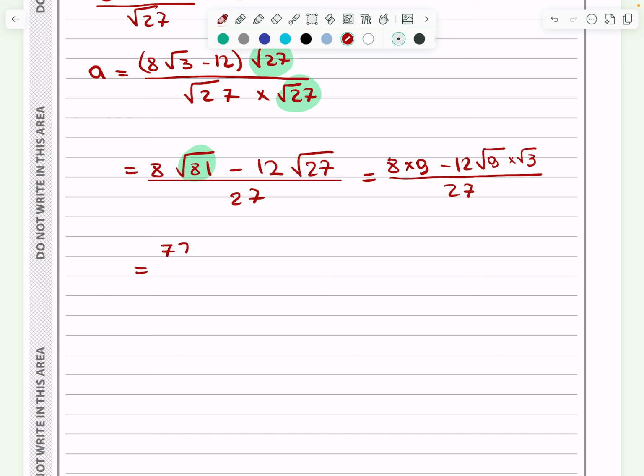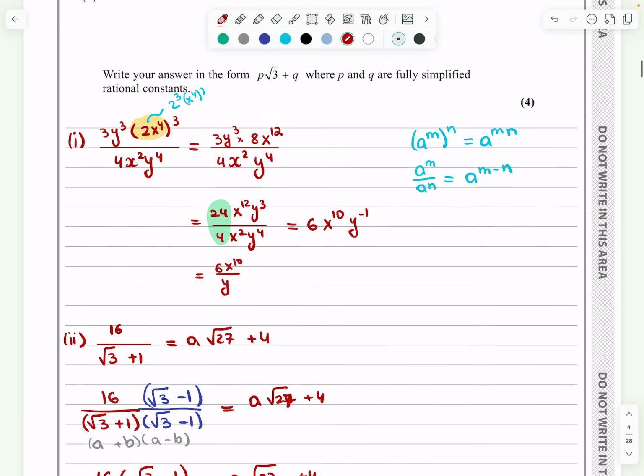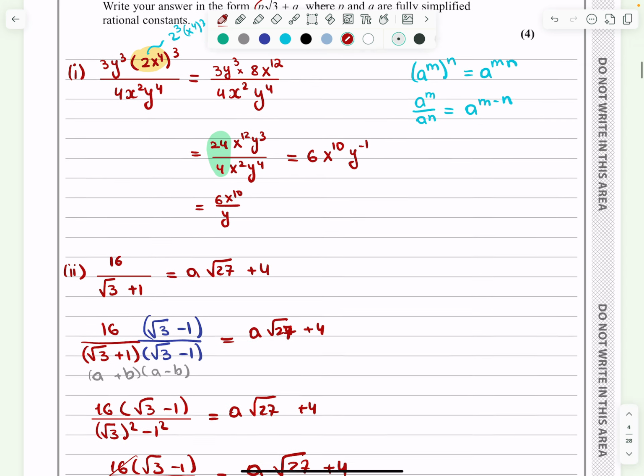That's going to be 72. And you minus square root of 9, which means 3. 3 times 12 would be 36 square root of 3, divided by 27. We are asked to write it as p square root of 3 plus q. Square root of 3 comes first.